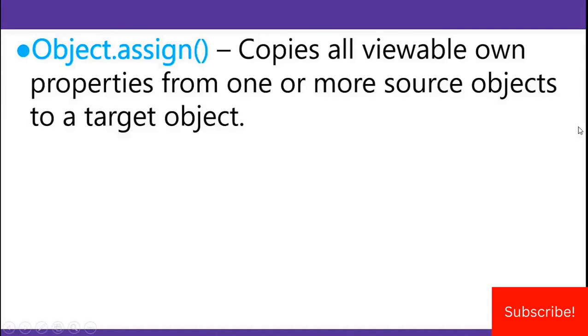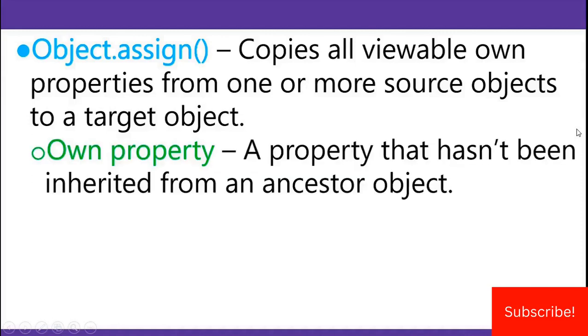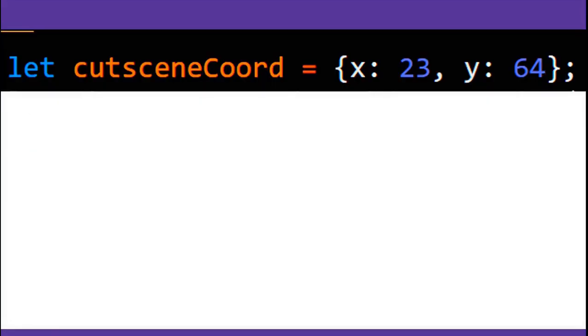In JavaScript, the Object.assign method copies all viewable own properties from one or more source objects to a target object. An own property is a property that hasn't been inherited from an ancestor object. Here we have a callback to the first two Paper Mario games.